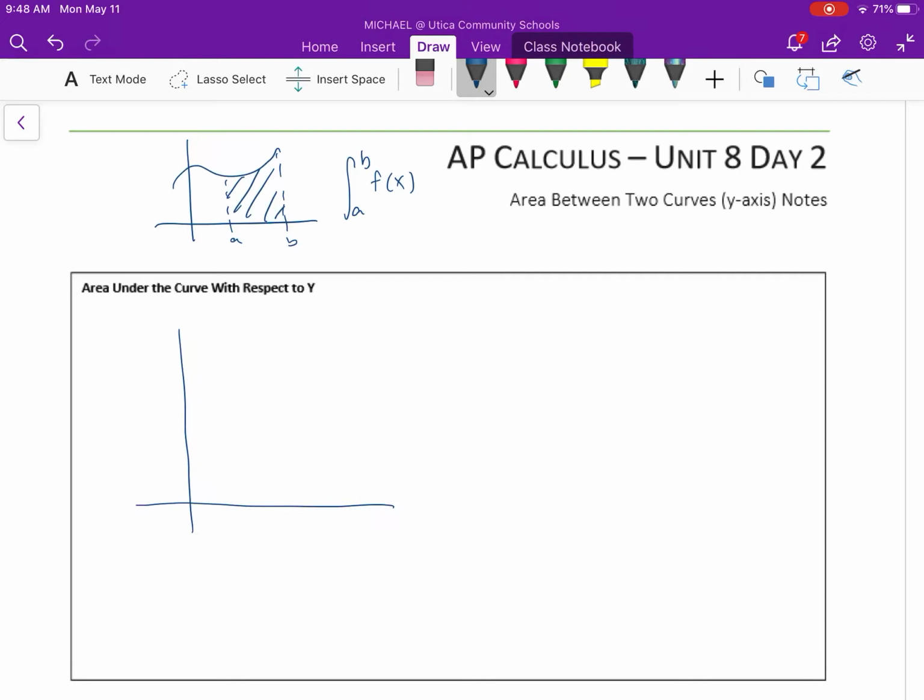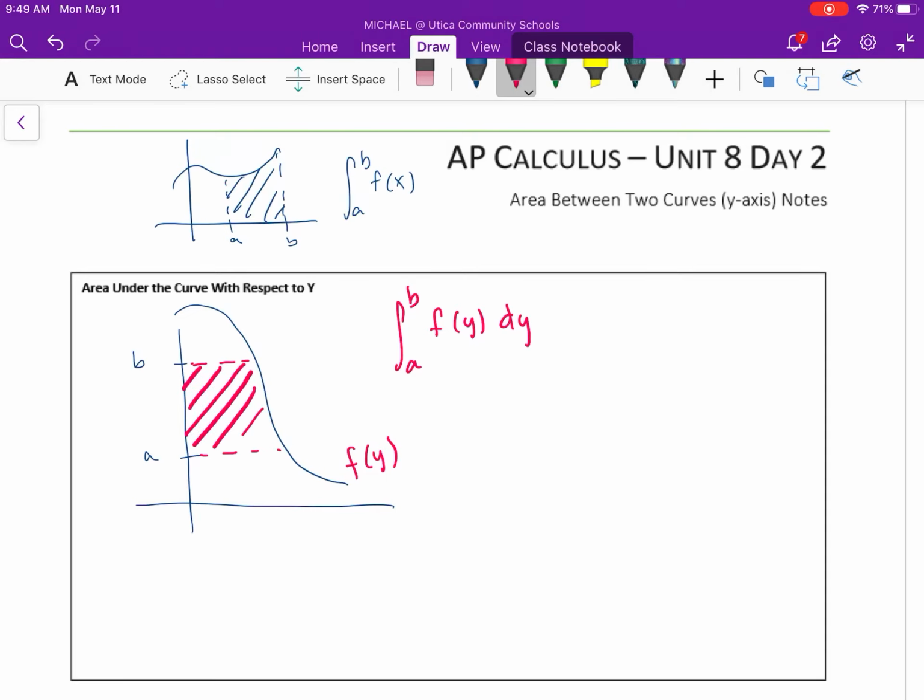So what we're going to do today is look at with respect to y. So instead of being on the x-axis, our A and our B are going to be on the y-axis. Our curve may look similar. So again, it's going to go here, here, and instead of f of x, this is going to be some function f of y. So the integral from A to B of f of y dy is going to tell us the area between the curve and the y-axis.